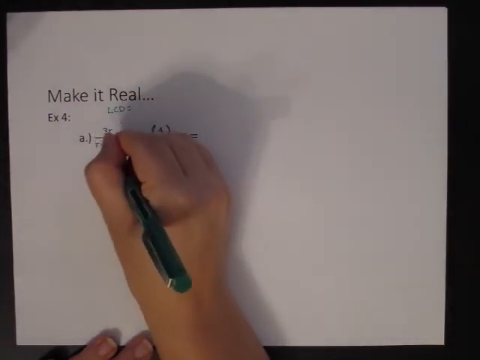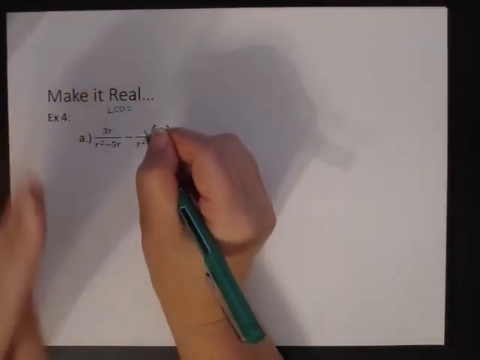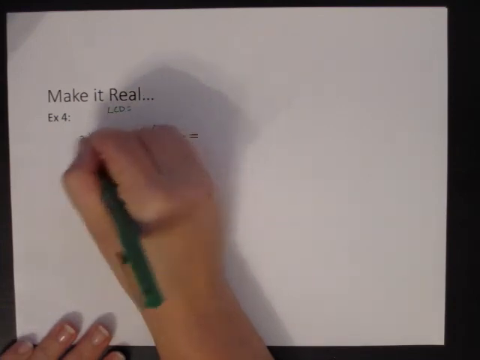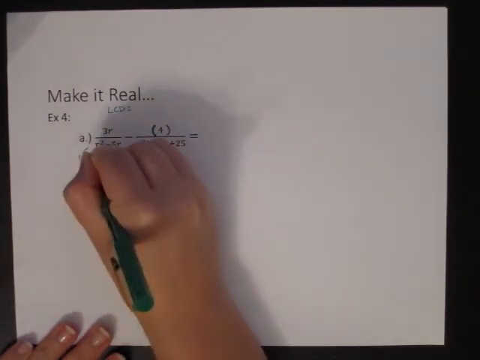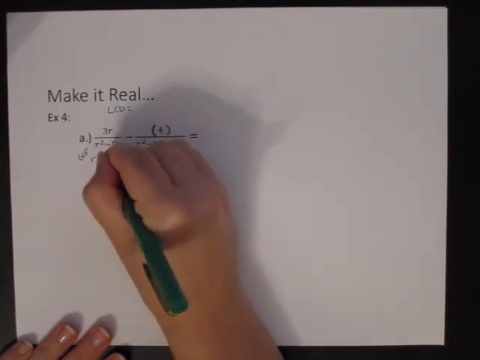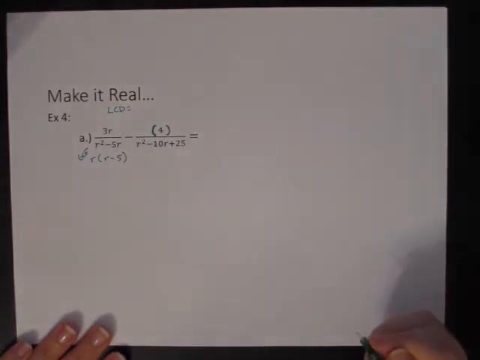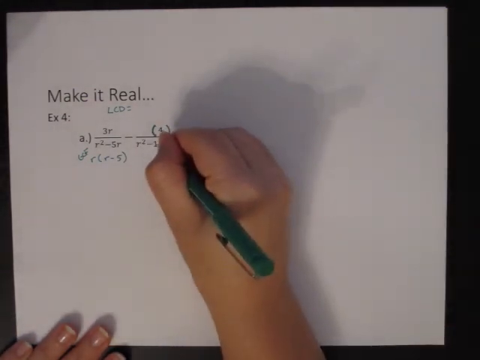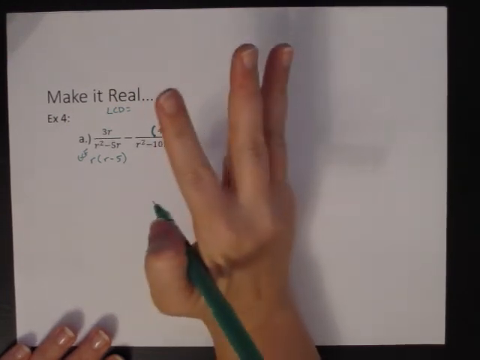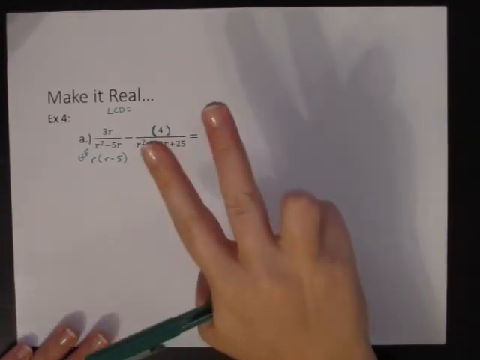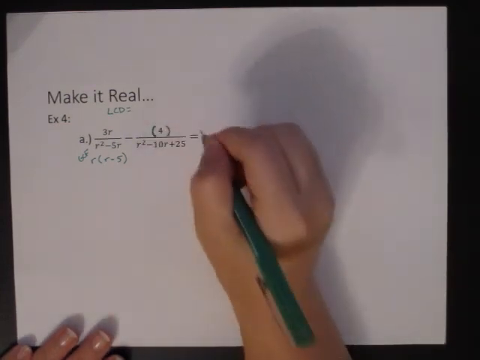So if I have r squared minus 5r, I have two terms, so it either can be a GCF or a difference of perfect squares. So I pull out my GCF, which is going to be an r, and I'll be left with r minus 5. For this second one, I've got r squared minus 10r plus 25. This one has three terms, so it's either a equals 1, a does not equal 1, or it's a perfect square trinomial.